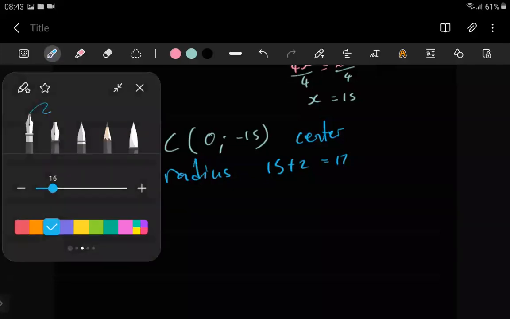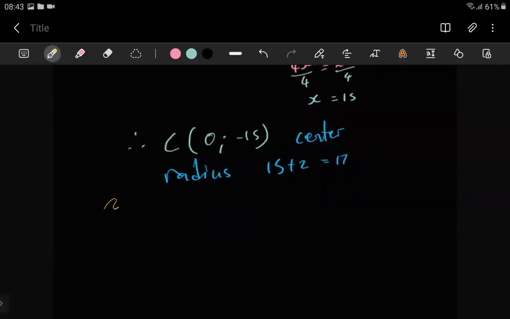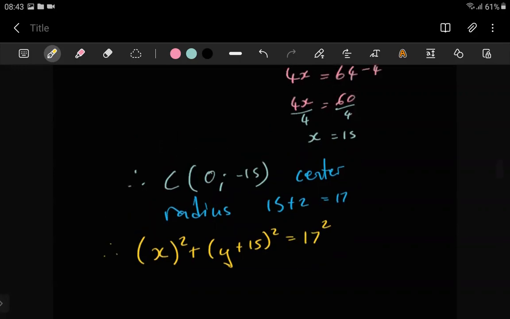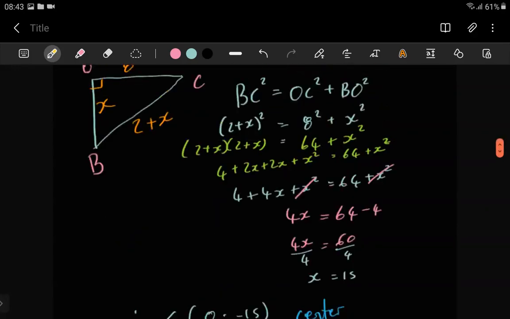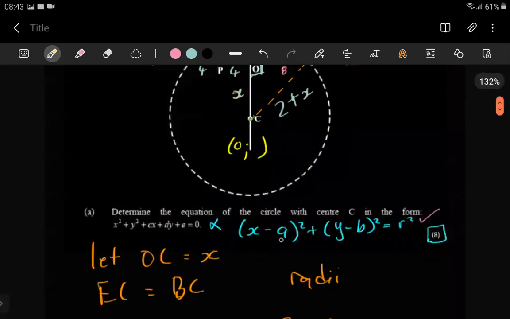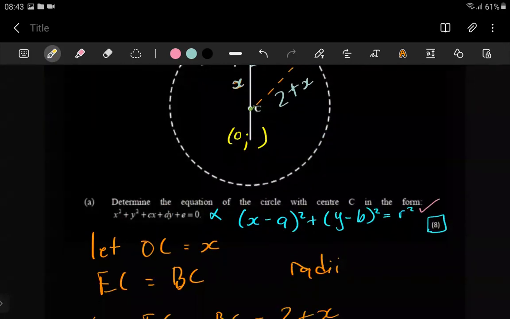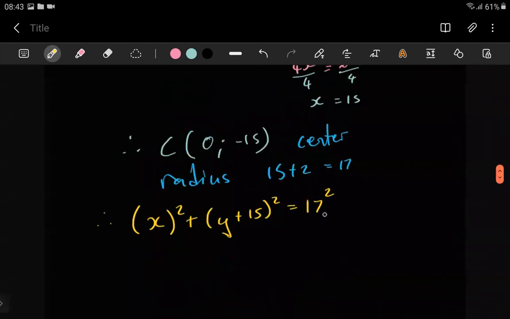So moving on from here, let's see what we can do. Here we can say therefore x, well, there's no 0 here, so we might as well just leave it, and then y plus 15. If it's a minus 15 here, you have to put a plus 15. I remember you told me that. And then this is 17 squared. So all we did was: a is the x value of the center, b is the y value of the center, r is the radius. If you leave it like this, you'll probably get 6 marks.